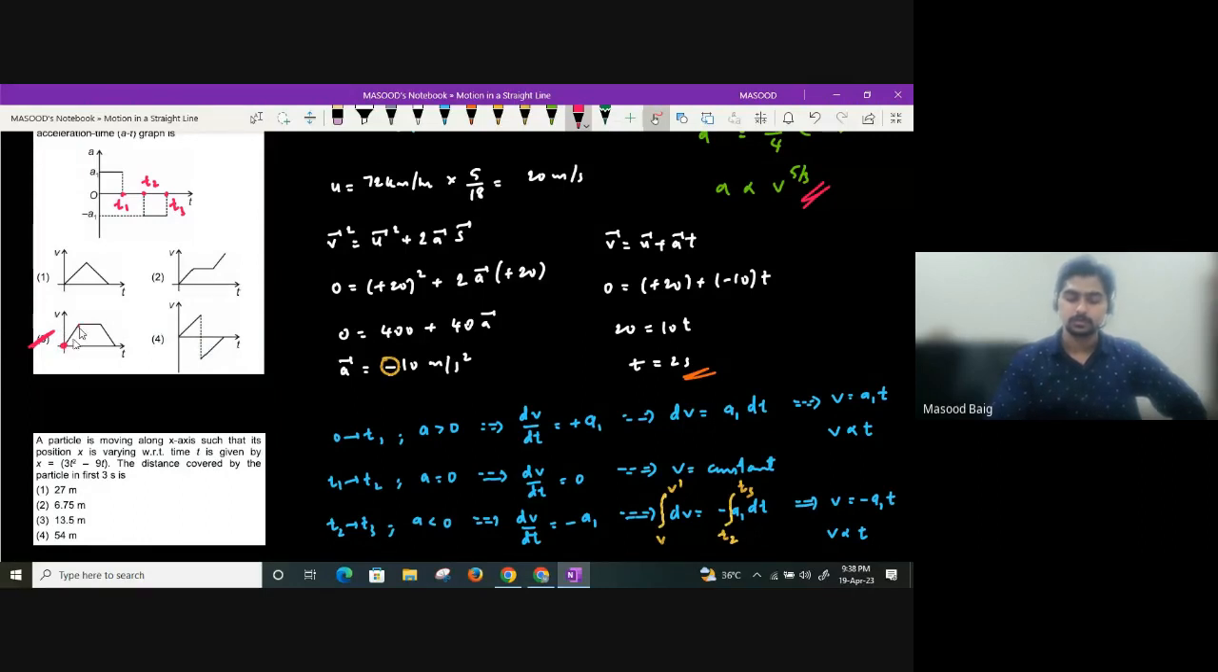0 to T1, straight line passing through origin. Then T1 to T2, constant value. Then T2 to T3, it will be a straight line with negative slope. Understood, everyone?